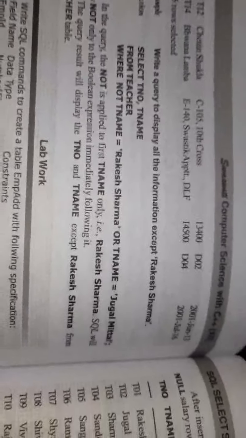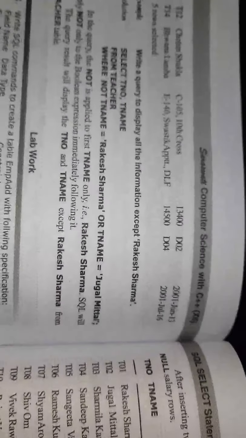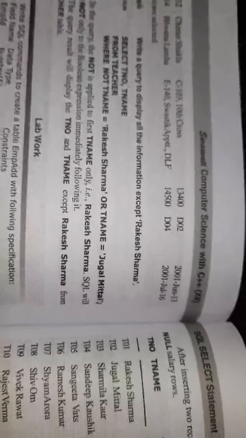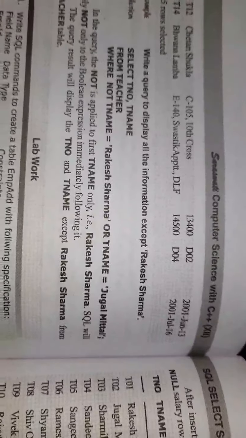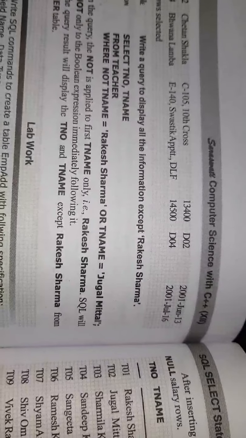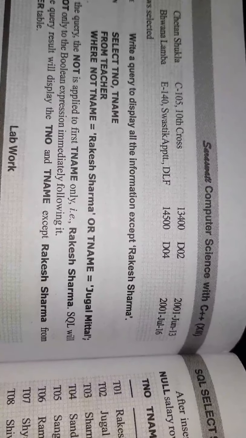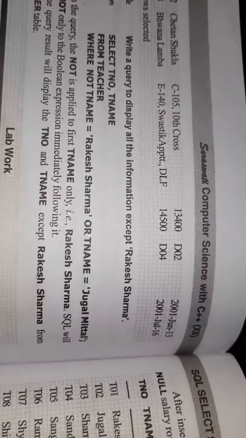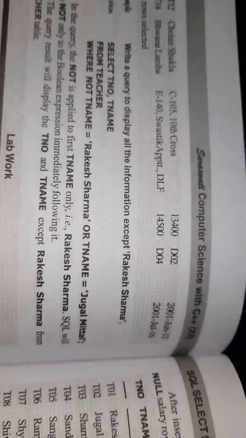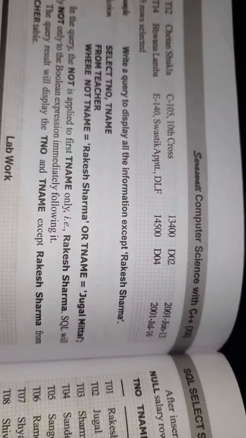Okay, now here again you are seeing the difference: you are extracting the where clause condition, both conditions from the same column, that is T name, but the data is different. One is Rakesh Sharma and the other one is Jukal Mittal. So when you're comparing the boolean true or false from the same column, you should mention the column name twice or thrice as per the data, because the columns and the data are different.